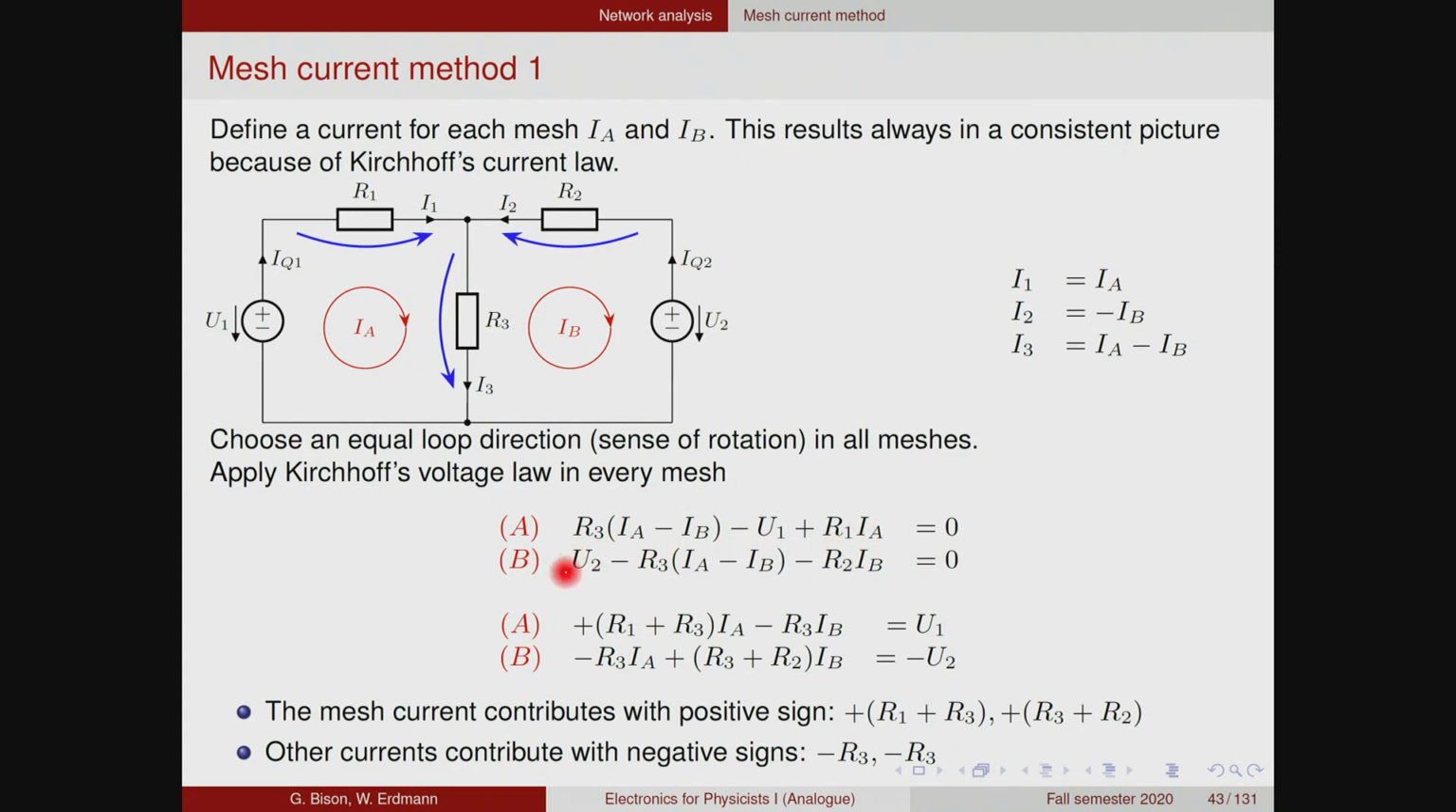We do the same thing for mesh B, and then simply rearrange this to have the voltage sources on one side. And here you see something systematic, and that's nice about that method, that you can easily cross-check if you got all the signs correct. And the thing is that in mesh A, everything that is related to current A must contribute with a positive sign, and everything that is related to current B must contribute with a negative sign. In mesh B, we see the same thing. Everything that is related to the mesh current of that mesh, so IB, contributes with a positive sign, and everything else contributes with a negative sign.